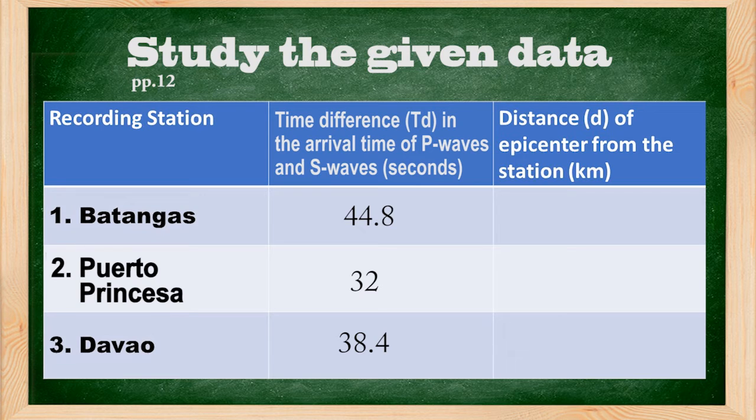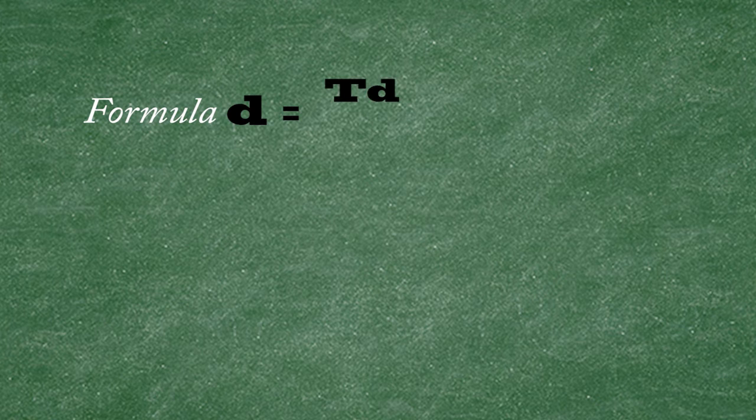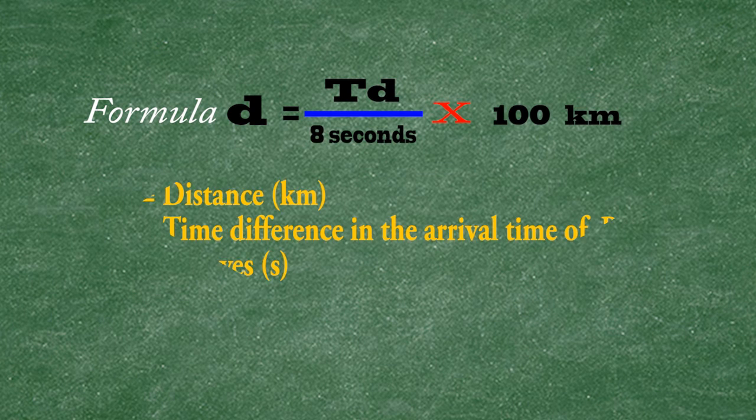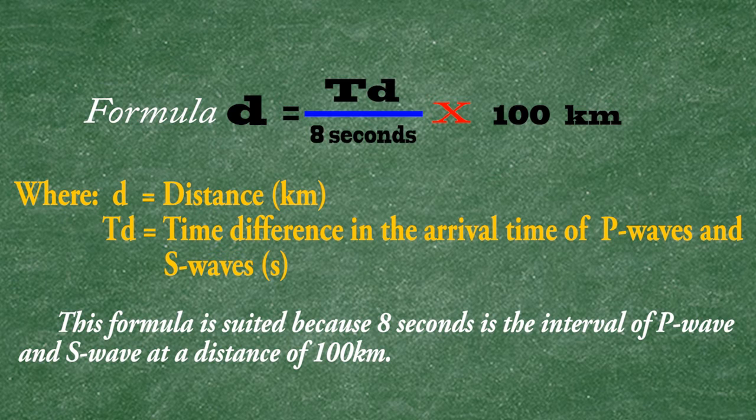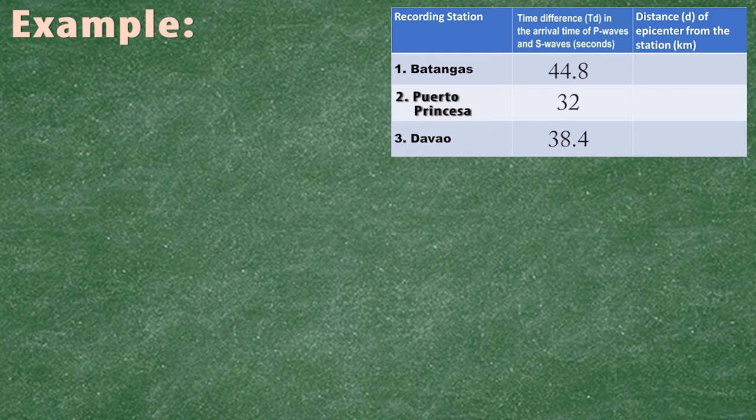Procedure number 2, compute the distance of the epicenter from each of the stations using the formula D is equal to TD divided by 8 seconds times 100 kilometers, where D is the distance in terms of kilometers, and TD is the time difference in the arrival time of P waves and S waves in terms of seconds. This formula is suited because 8 seconds is the interval of P wave and S wave at a distance of 100 kilometers. Let me show you an example for Batangas.